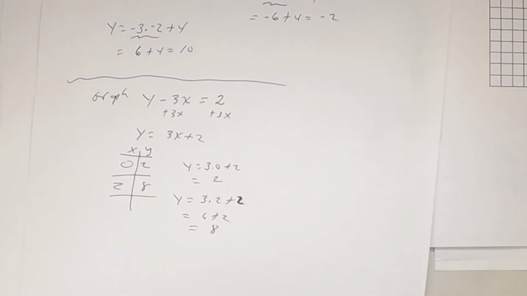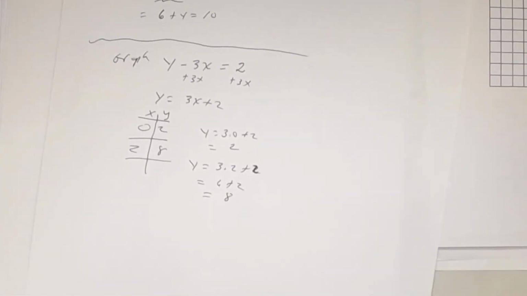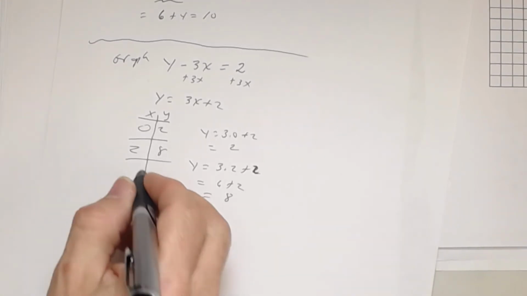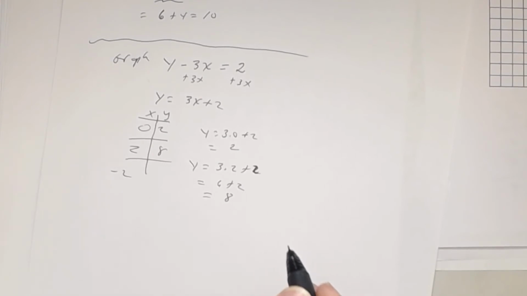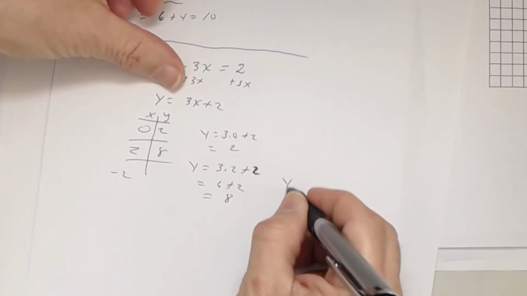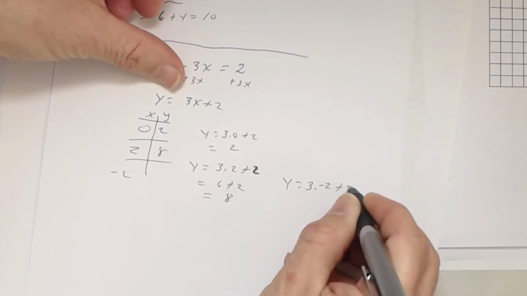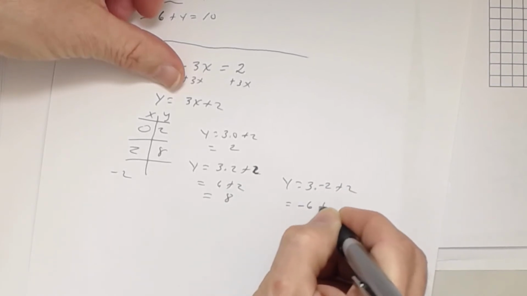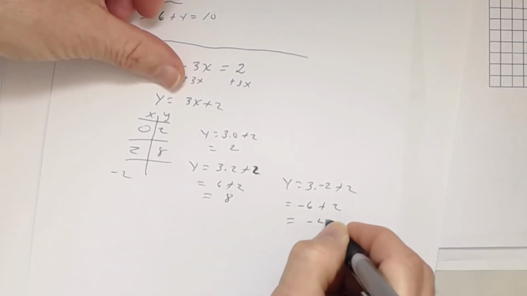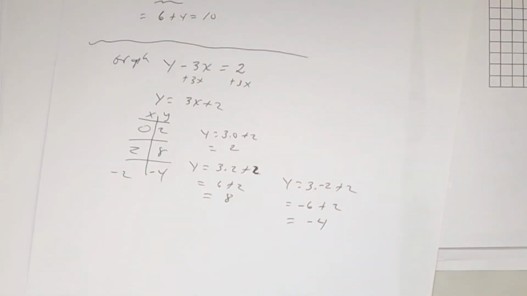Give me another number for x. I'm not going to use 4 because that's going to be 14. Let's use negative 2. So if x is negative 2, I get y equals 3 times negative 2 plus 2. So that's negative 6 plus 2, which is negative 4. All right. So then you plot those 3 points and then draw your line.